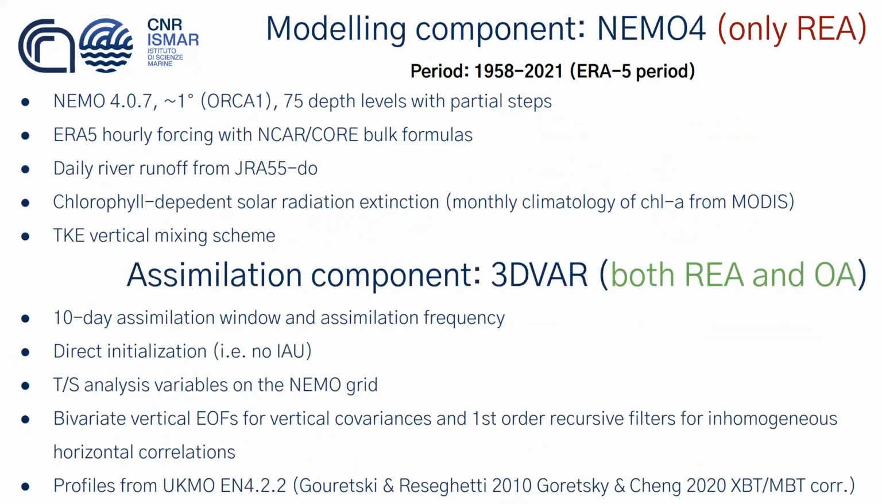What we did is to use what I would call a large-scale reanalysis system, about 1 degree model resolution with 75 levels, based on the not the latest, actually, NEMO 4.0 model, the ERA5 atmospheric reanalysis, plus a few other details. This is using the reanalysis realization for the period from 1958 to 2021.